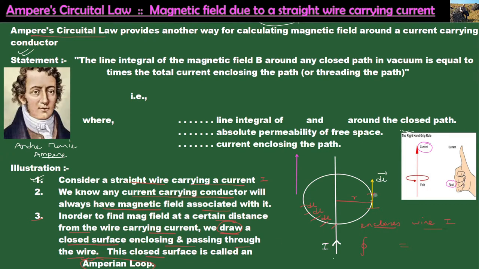Then likewise, this is the point P over here. If I want to find the magnetic field at this point P, what will I do? I have to draw a tangent at that point P. By drawing a tangent at the point P, that will give us the direction of the magnetic field at that point P.